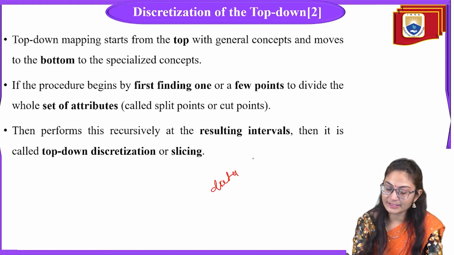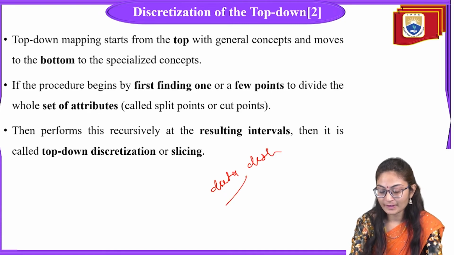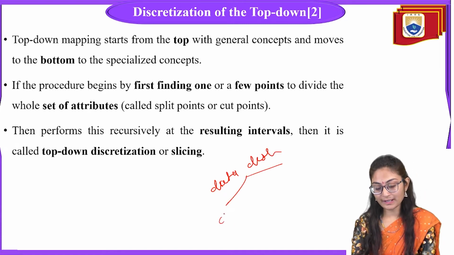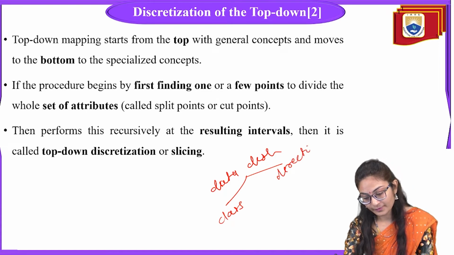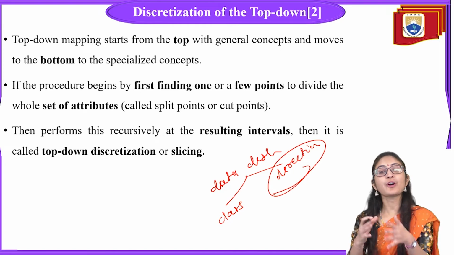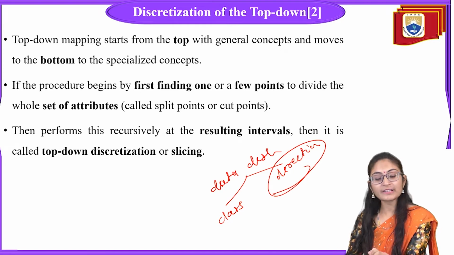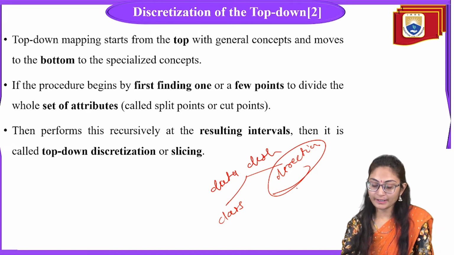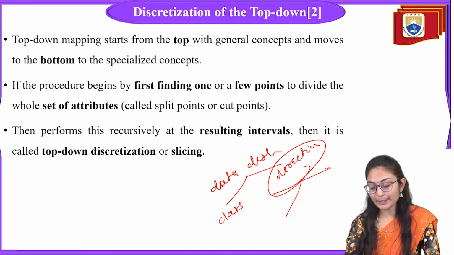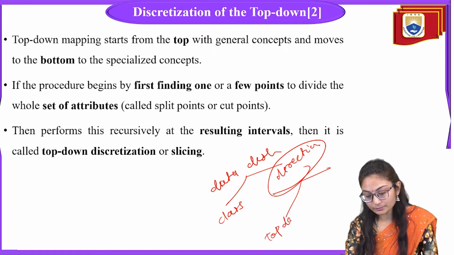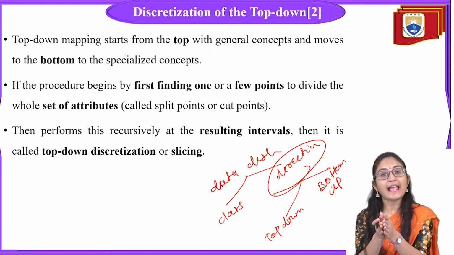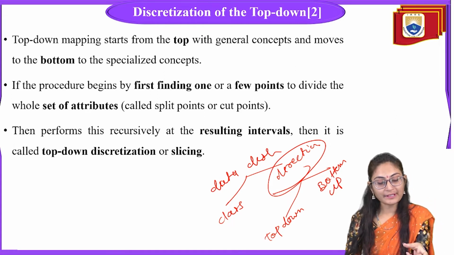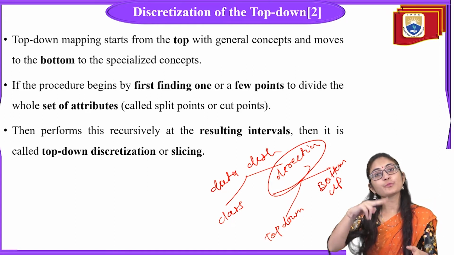Data discretization has some approaches on the basis of class and on the basis of direction. When we are thinking about the direction, there are two types: top down and bottom up. Actually, top down mapping starts from the top.